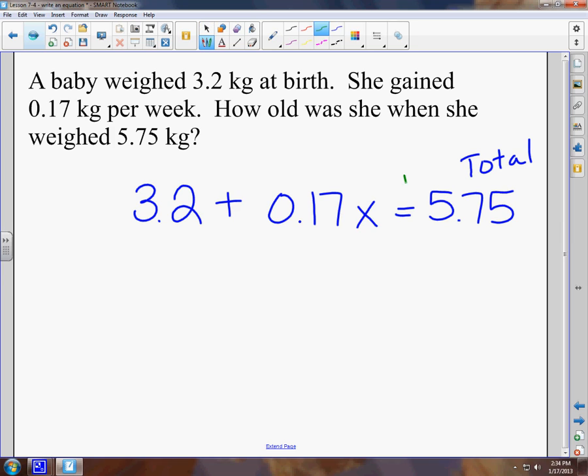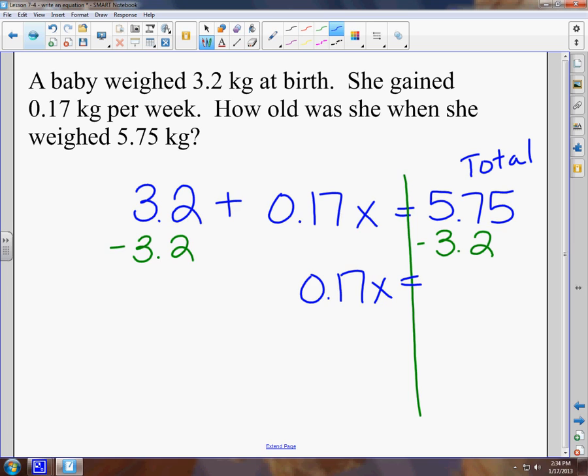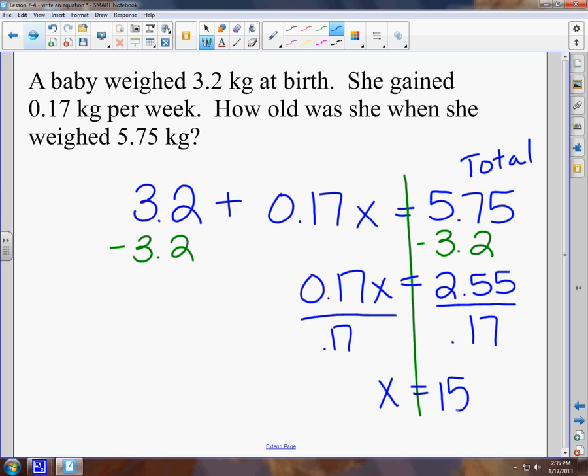So I'm going to draw my line. I'm going to minus 3.2 from both sides. So then I get 0.17x equals 2.55, and then I'm going to divide by 0.17. 2.55 divided by 0.17 is 15 weeks. So the baby is 15 weeks old.